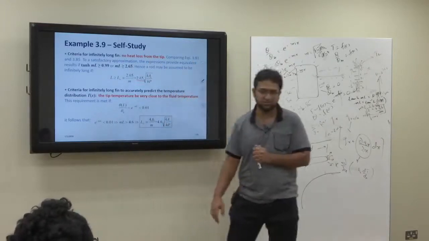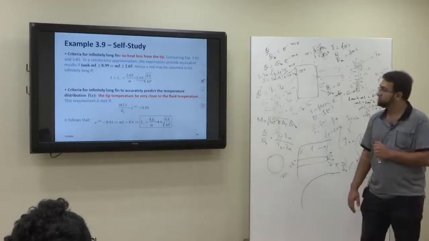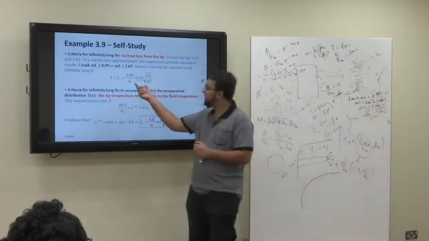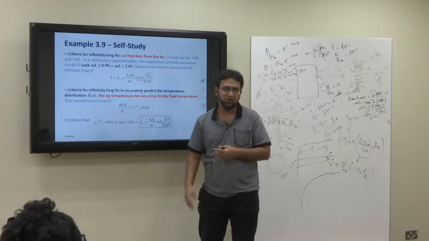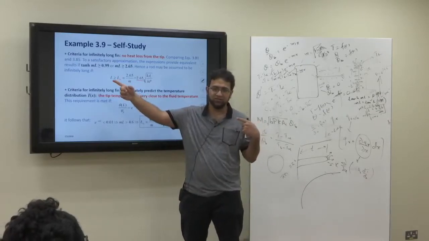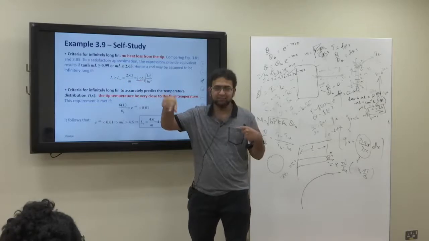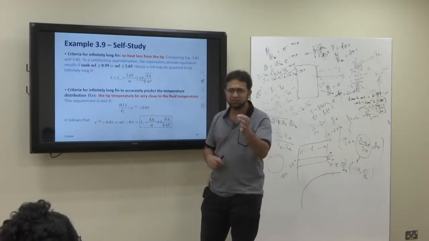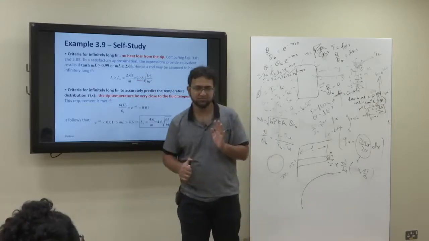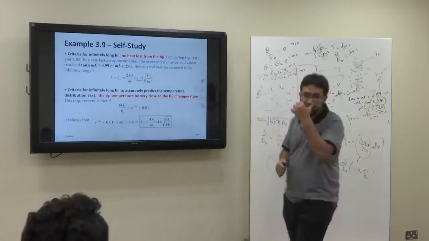For infinite length, this length will make a heat transfer equal to an infinite length. So if you have a long length, that length will make heat transfer equal to this much length, almost 99.99% accurate. Is it clear?